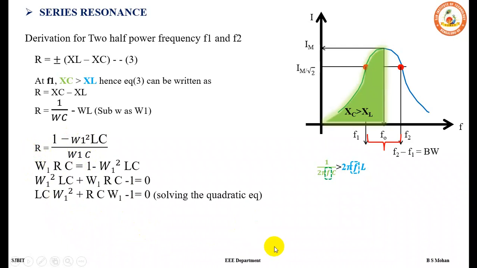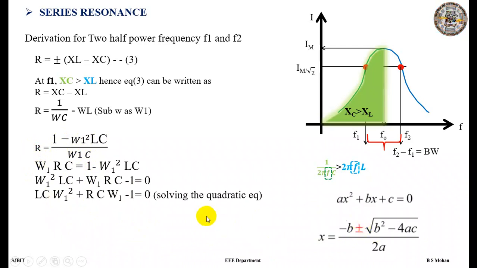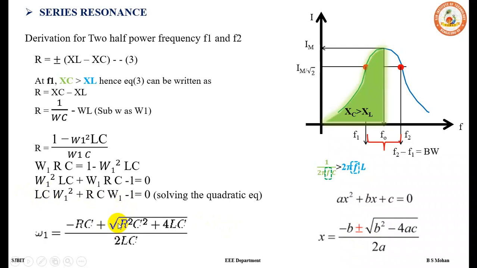So solving this quadratic equation, we have the form of a quadratic equation I've shown you here. So we get minus B. In this, what is B? B is RC. What is A? A is LC. And what is C? C is minus 1. So substituting that, we get omega 1 as minus RC plus square root of B square, that is R square C square minus 4AC. So you can see here the value of C is minus 1, so minus becomes positive, right?